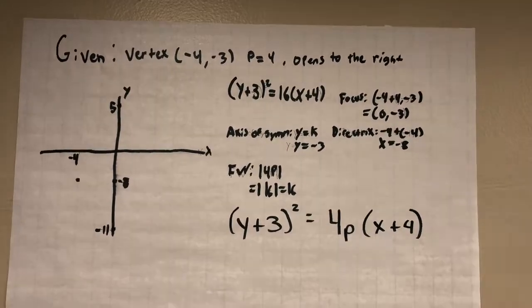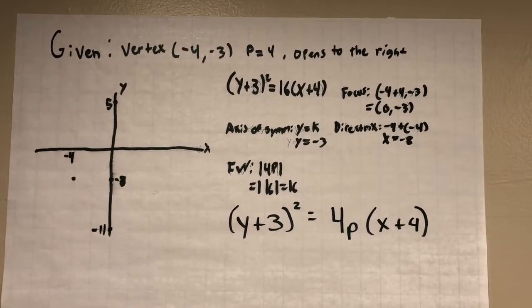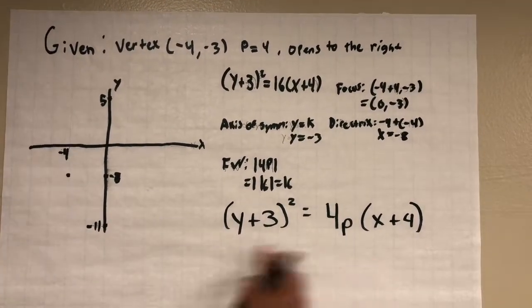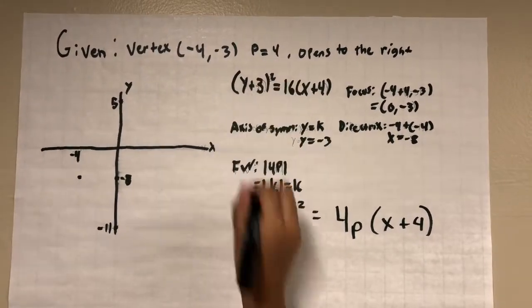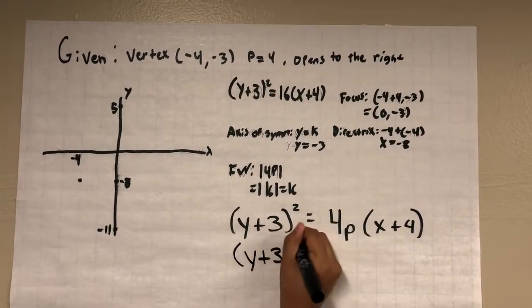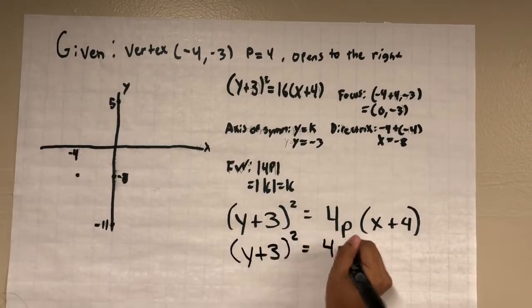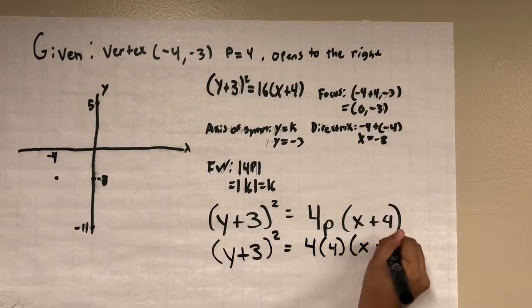To find the focus, we're given this. This is how it's supposed to start out. And we're given p, so p equals 4. So it's y plus 3 squared equals 4 times 4 times x plus 4.